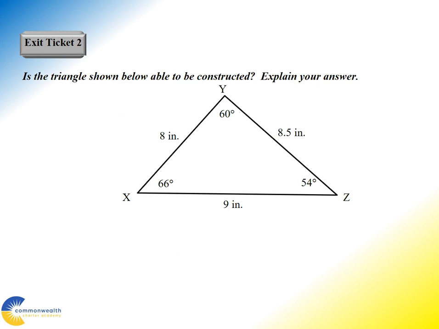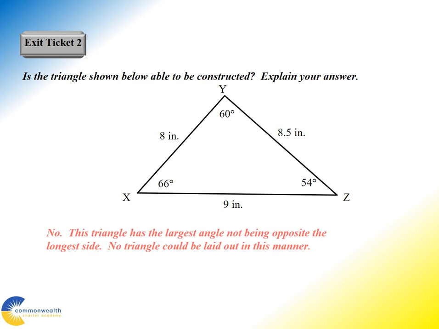The second thing you were asked is whether the triangle shown below can be constructed, and to explain your answer. You have to remember, these things are not drawn to scale. It looks like we have a triangle there, but as it's laid out, you can see very carefully that the triangle has the largest angle, which in this case would be 66 degrees, not opposite the longest side. The longest side is 9 inches, and the 60-degree angle is opposite that.